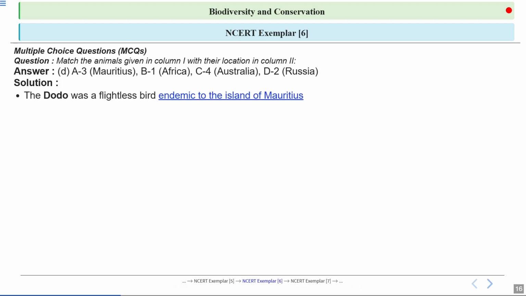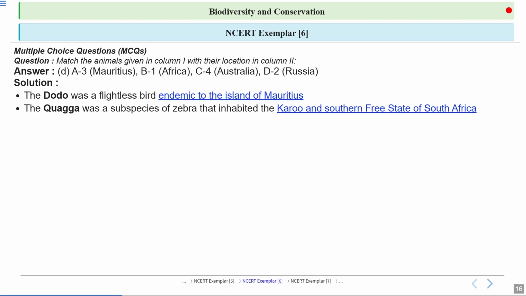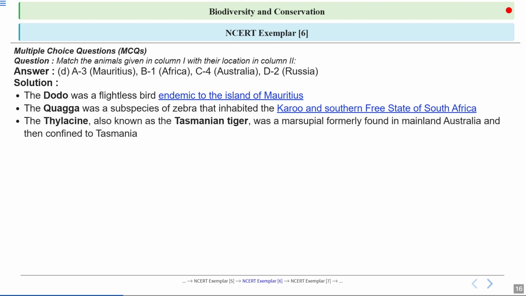The dodo was a flightless bird that lived only on the island of Mauritius, which means it could not be found anywhere else. That's why A matches with 3, dodo with Mauritius. The next one, the quagga, was a type of zebra that lived in the Karoo and southern Free State regions of South Africa. It was a subspecies, closely related to the common zebra but with some distinctive features. So B goes with 1, which is Africa. Then the thylacine, also known as the Tasmanian tiger, was a marsupial that once lived in mainland Australia but was later only found in Tasmania. So C goes with 4, which is Australia.